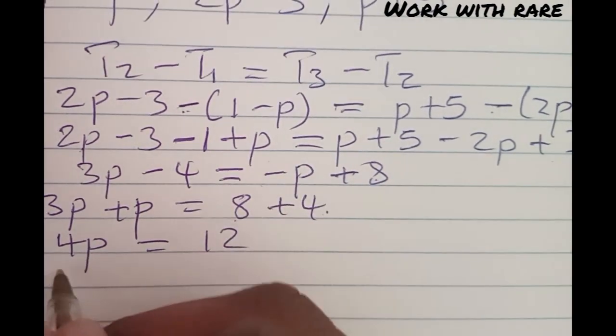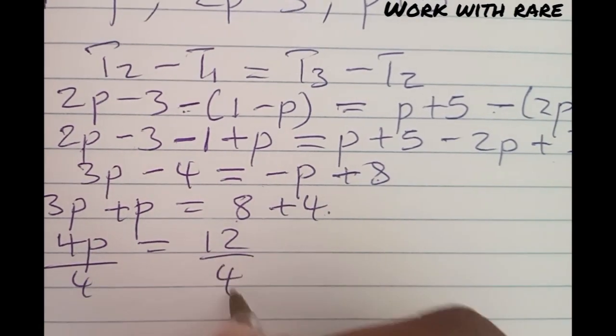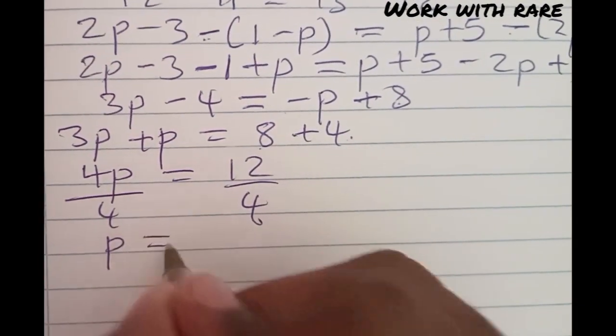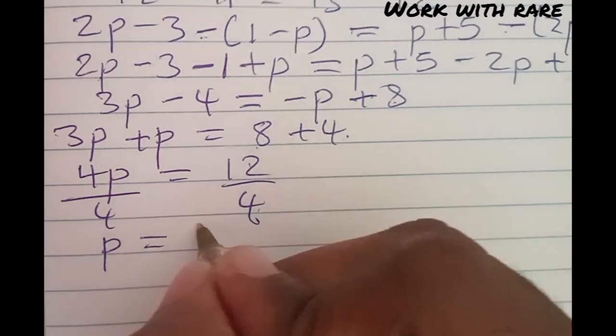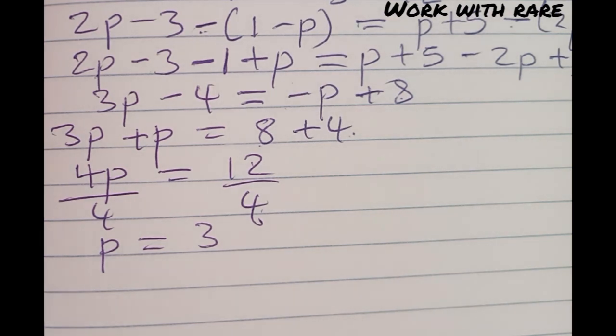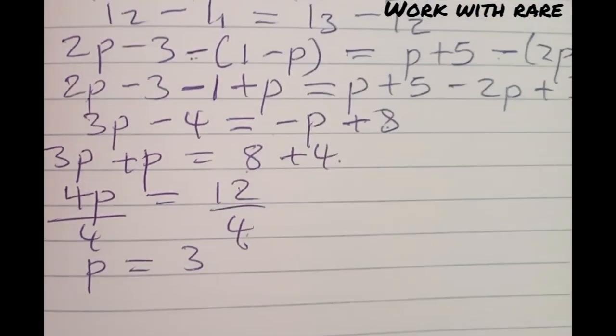Okay, now I have to divide both sides by 4 because I'm looking for P. So my P is equals 12 divided by 4, it's 3. So the value of P is 3. And the first question says determine P. But like I said, even if they didn't ask you this question, it's a must to get this unknown. It's a must. After getting the value of P, you should go back to your sequence.